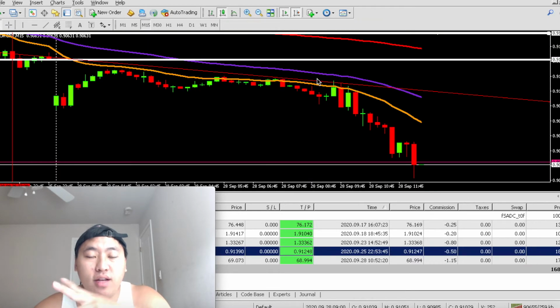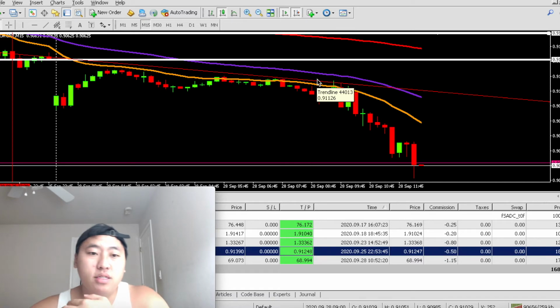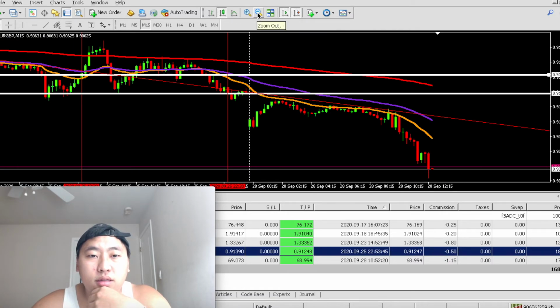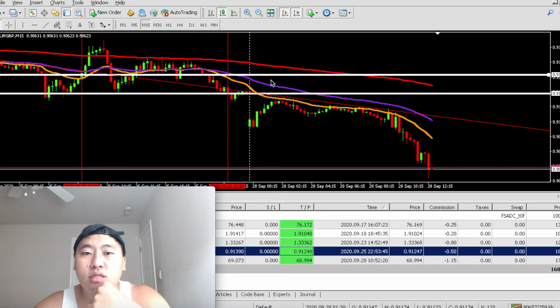And then second is trend line, and then support and resistance. Those three things only, okay? So I don't use a stop loss. I'm just using what I'm willing to lose, which is $100.